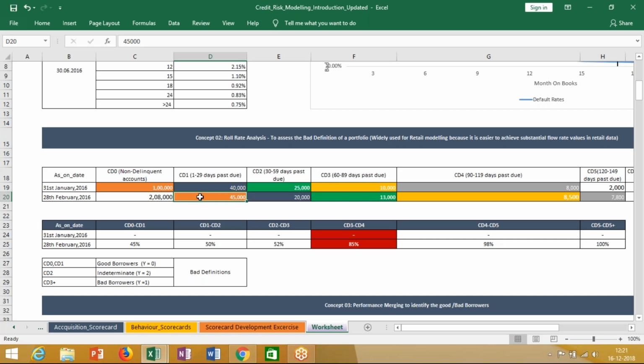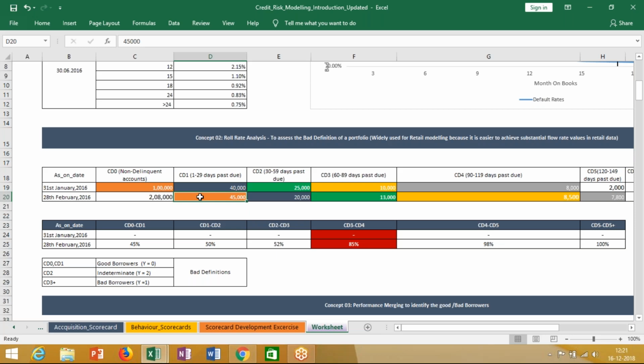So is flow rate and roll rate one and the same thing, or is roll rate's definition something else? See, in roll rate analysis, what we generally do is look into the gross flow rates. The approach where we look into the net flow rates involves all these adjustments to compute the net flow rates. Net flow rate is generally used in a loss forecasting model. When I'm doing the roll rate analysis, we just look into the gross roll rates. So as on Jan, what was the CD0 balance? As on Feb, what is the CD1 balance? So CD1 balance divided by CD0 balance. We do it like that for roll rate.